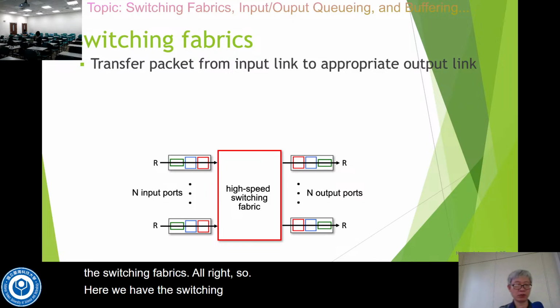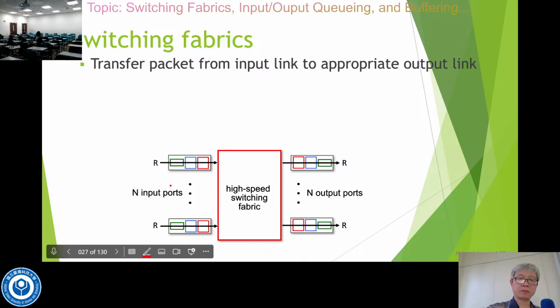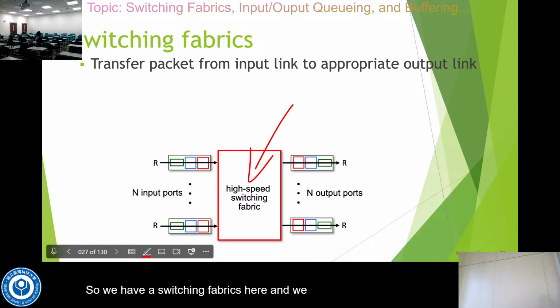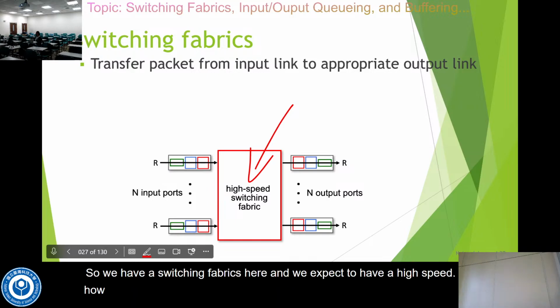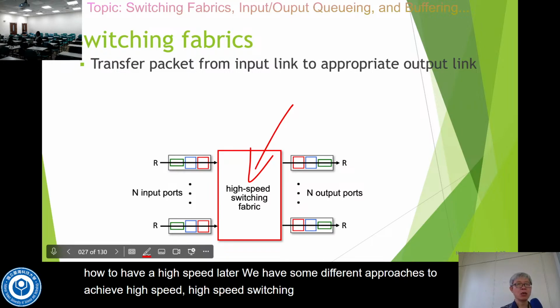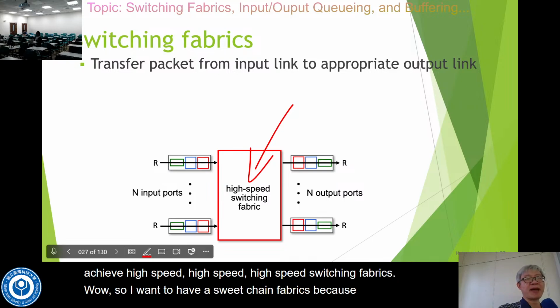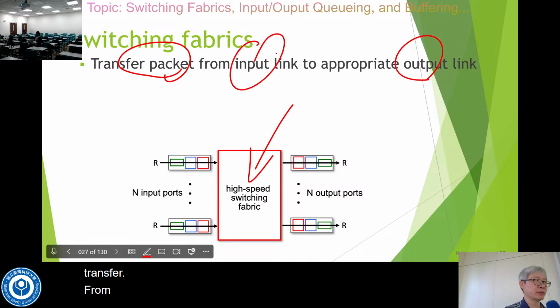So we have switching fabrics here. And we expect to have high speed. So how to have a high speed? Later we have some different approaches to achieve high speed switching fabrics. Well, why do we want to have switching fabrics? Because we want to have the packet transfer from input to the output. And so that is the goal of switching.